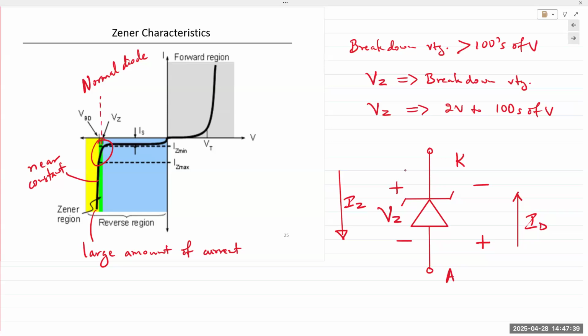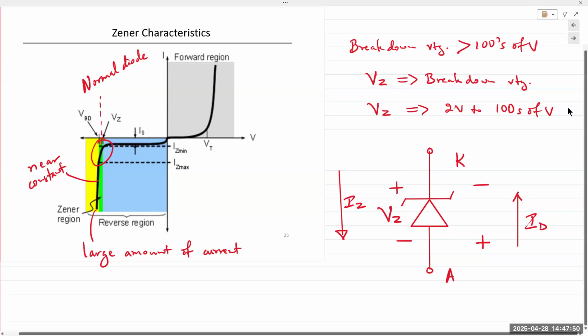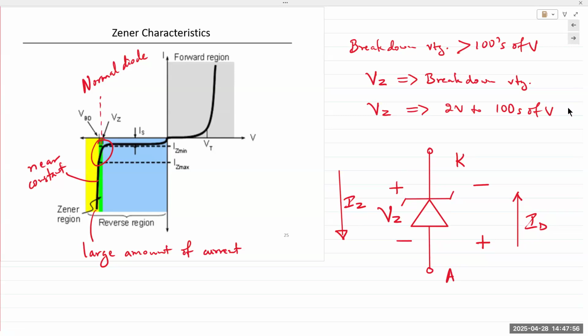For almost all circuits, if you see a Zener diode, we simply refer to VZ and IZ. We never refer to VD and ID when it comes to a Zener diode. Okay, so keep the conventions in mind, and again, because it's flowing in the opposite direction.